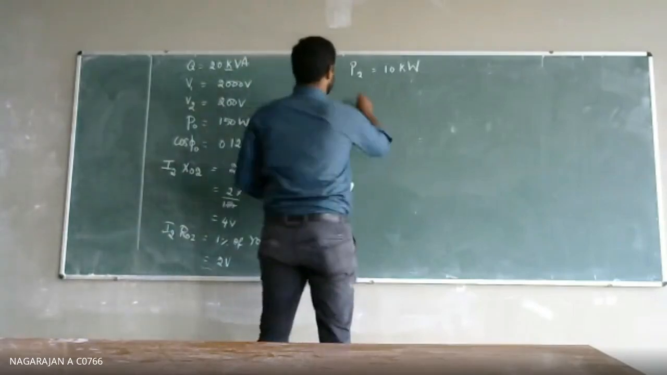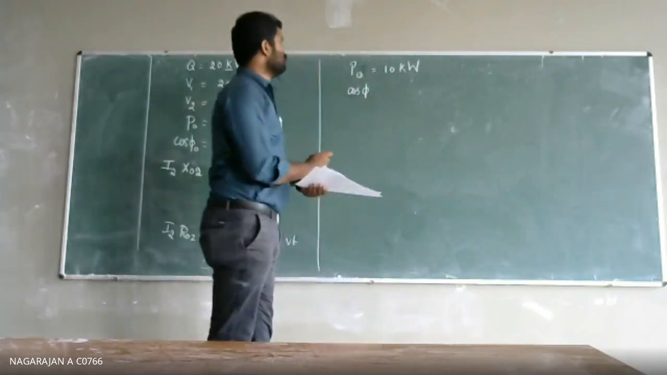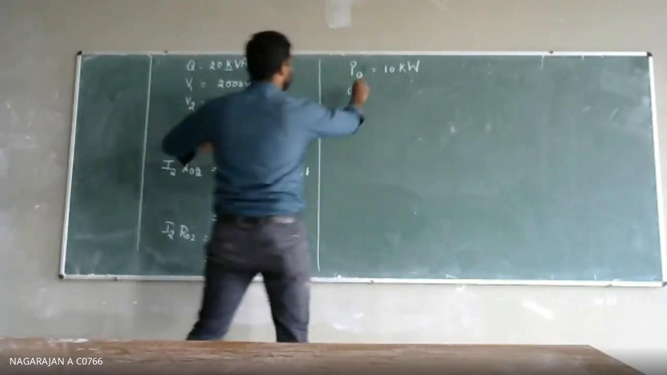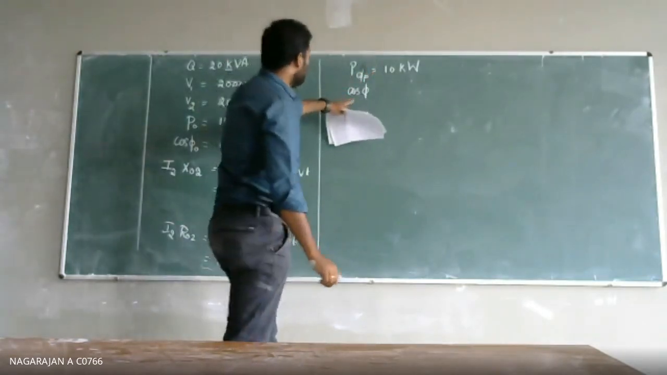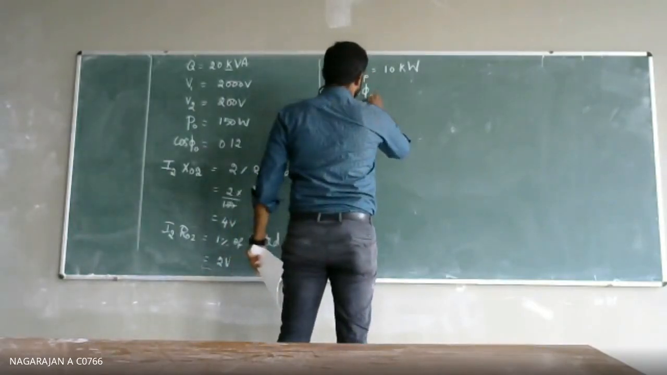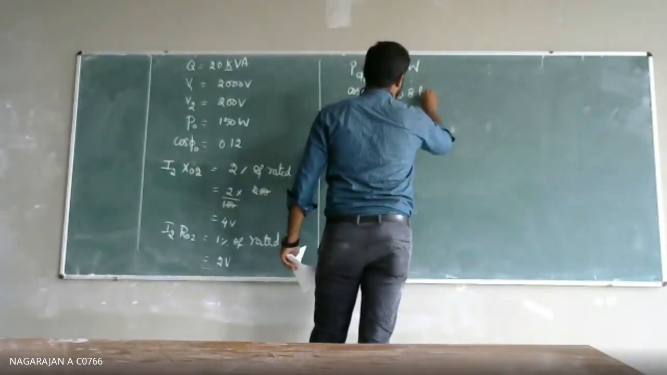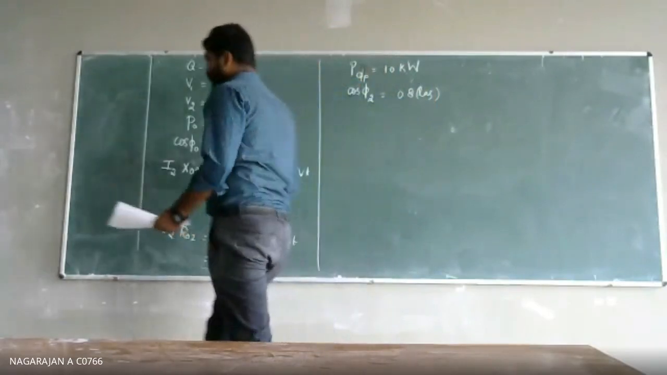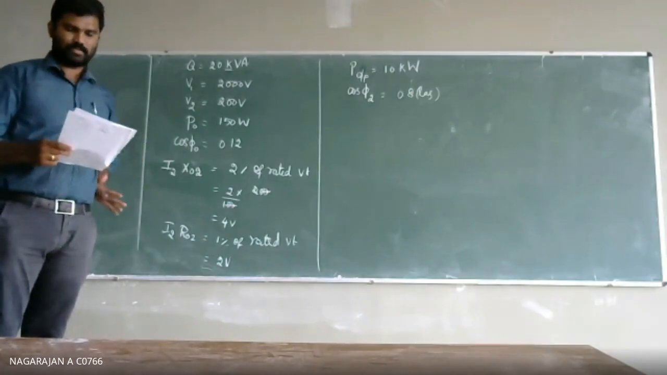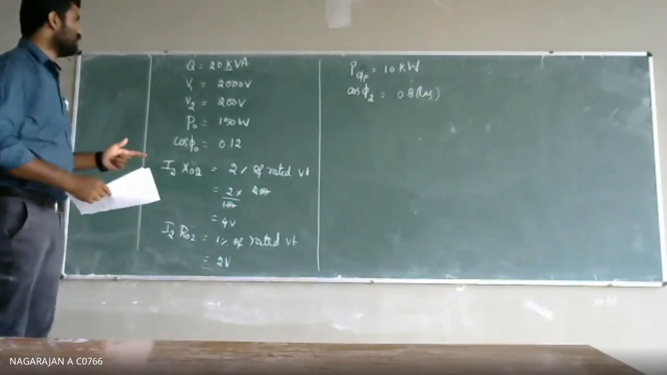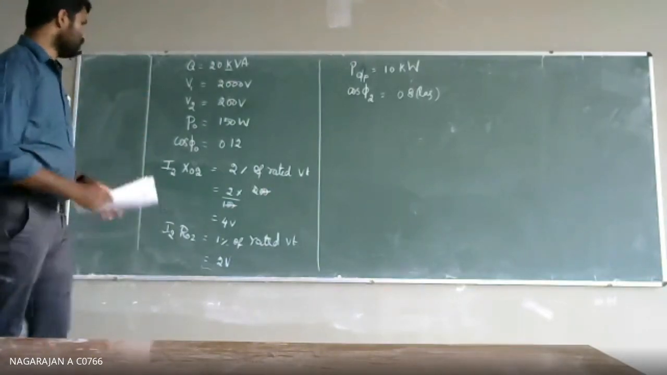At a power factor cos phi 2, or we can denote that as P naught, output power, isn't it? So we can write that as P naught, or you can write it as output power. And the output power factor is denoted as cos phi 2, which is 0.8 lag. What we need to find out is the input power and input power factor. So to find out input power and input power factor, first we have to calculate input power, PI.